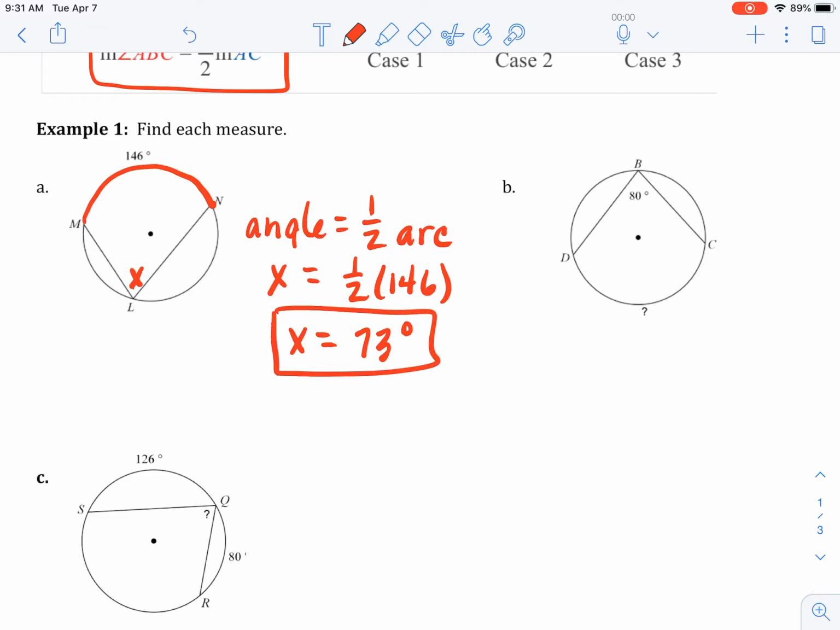All right. Example 1B. In this case, the thing that's unknown is the actual arc. You can see that question mark, which I'm going to change to an X. This measure is what they're looking for. But they gave me the 80, right? They already gave me the angle.